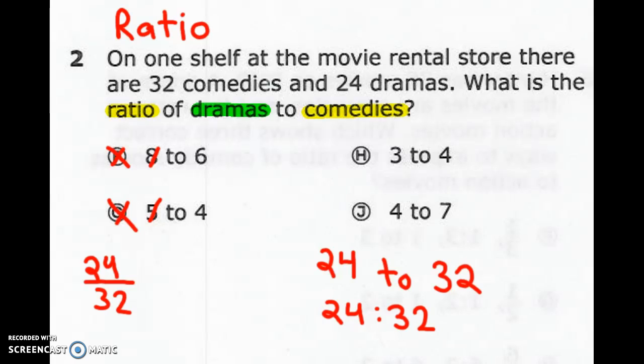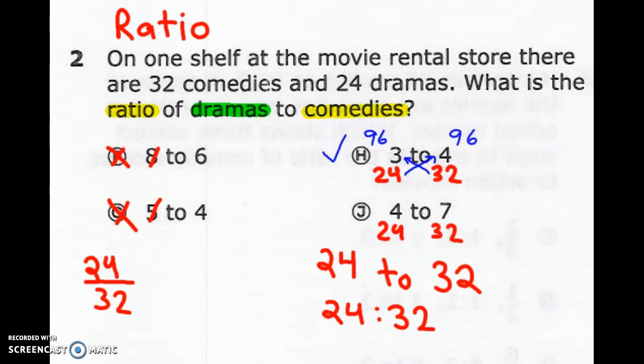So what I'm going to do next, I'm going to take my answers and put them next to the answer choices. I'm going to have 24 here, 32 here. Next step, I'm going to cross multiply. 32 times 3 is going to be 96. 24 times 4 is going to be 96. They are the same number, same answer. So letter H looks to be my answer.